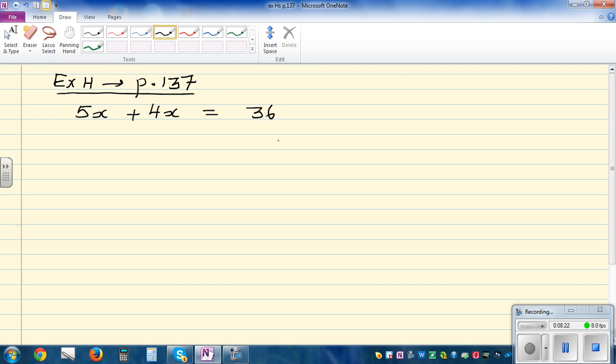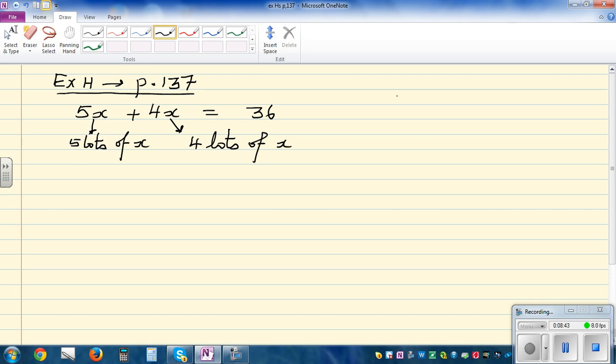So what is the meaning of this? This means 5 lots of x. So let me write this. This means 5 lots of x. You can also say this is 5 times x. And this means this is 4 lots of x. What does lots of x mean?